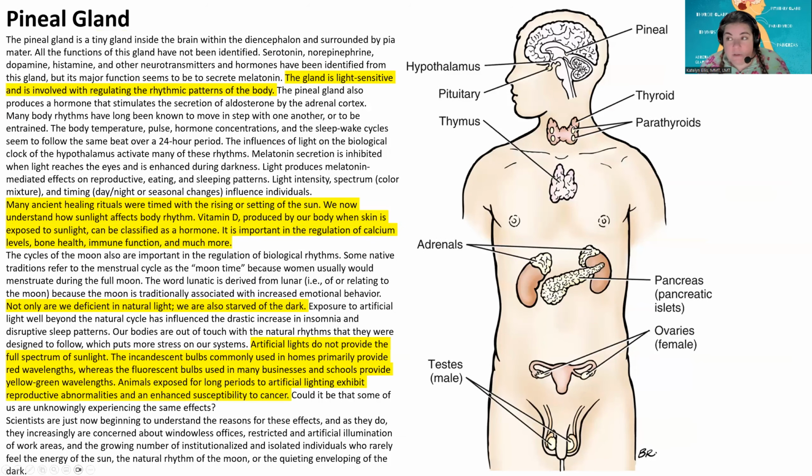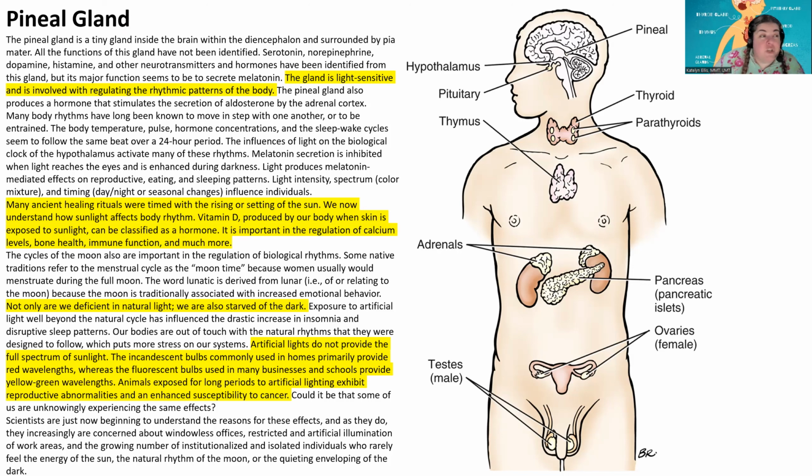Now we have the pineal gland, the magic gland in the brain. It's a tiny gland inside the brain within the diencephalon and is surrounded by pia mater. I know some people say matter, there's no two T's, it's mater. All the functions of this gland have not yet been identified. All right, it's the mystery. It's the one all of the new age gurus love to talk about because it also deals with our sleep-wake cycle.